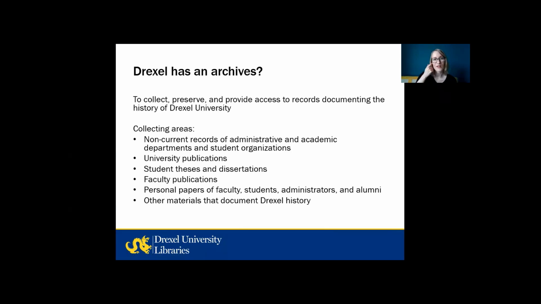All right, here's a very brief overview of who and what the Drexel University Archives are. We collect, preserve, and provide access to records documenting the history of Drexel University. So this includes all the stuff listed on the slide: administrative records, university publications, and the personal papers of students and faculty. And as the digital archivist, I encourage you to think of this stuff not just as old papers, but also as digital files, things like PDFs, Word documents, websites, cell phone photos, and emails.